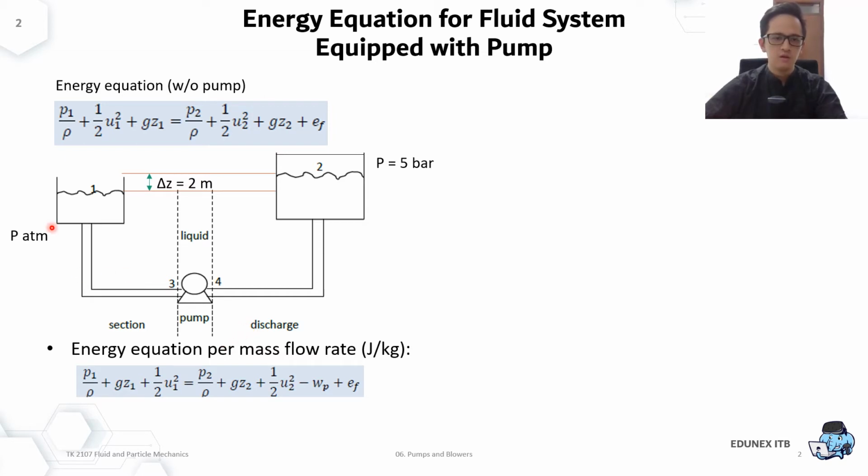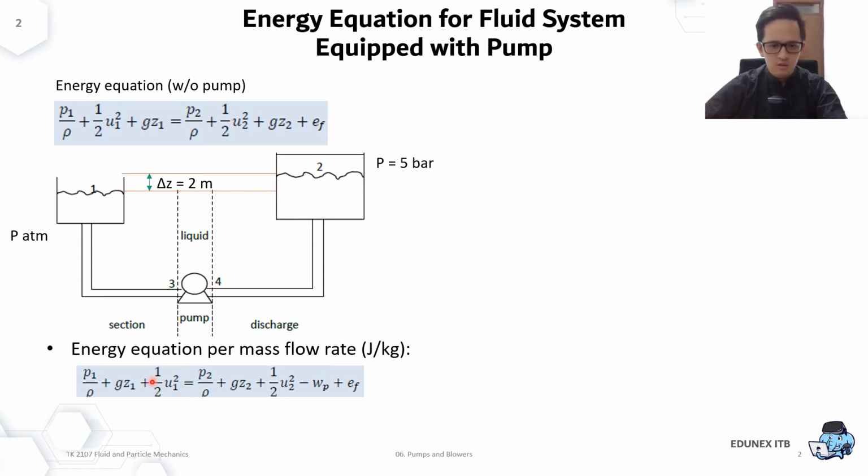For example, let's say we have an open tank at atmospheric pressure, and we have to increase it to a pressurized tank, let's say 5 bar or even higher. That's why we need a pump. Or the elevation is even higher, so we want to send the water into a higher position, 2 meter or even 50 meter. Of course, we need a pump.